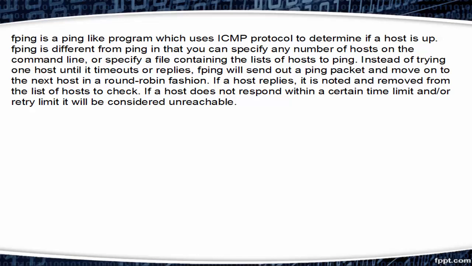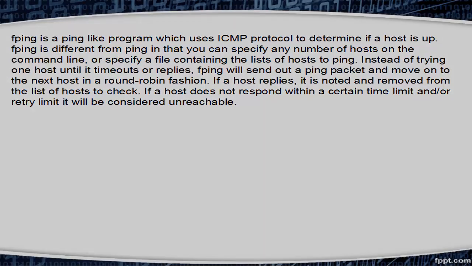Instead of trying one host until it times out or replies, fping will send out a ping packet and move on to the next host in a round-robin fashion. If a host replies, it is noted and removed from the list of hosts to check. If a host does not respond within a certain time limit or retry limit, it will be considered unreachable.